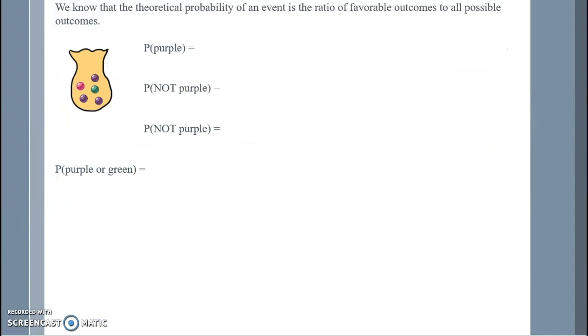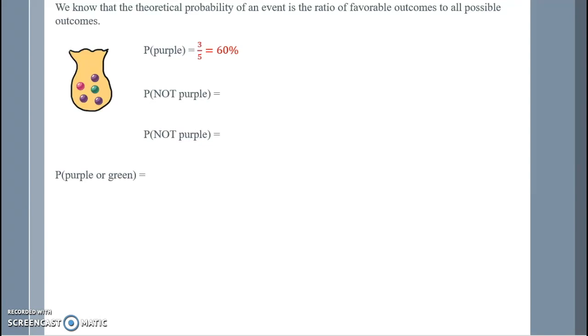Let's take a look at our bag of marbles here. Let's identify the probability of obtaining a purple, not purple, and I have another way to show you about obtaining a not purple, and then a purple or a green. So it looks like together I have 5 different marbles. So 3 of the 5, or 60%, are purple.